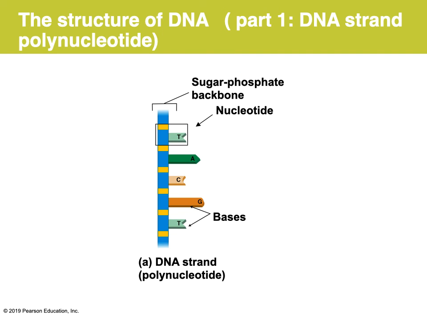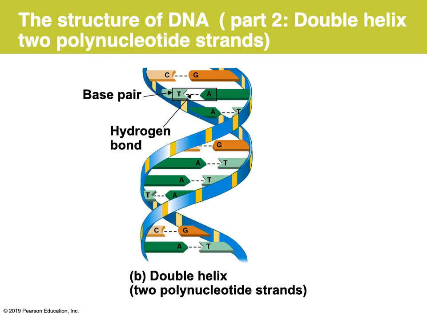So repeating sugar phosphate backbone, nucleotides, bases hanging off that. Each unit of sugar phosphate backbone plus a base is a nucleotide, so this is a chain of nucleotides. In other words, a polynucleotide. Well, a DNA molecule is two polynucleotide strands wrapped around each other.